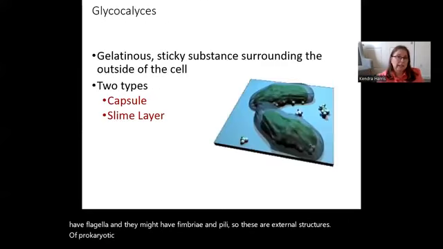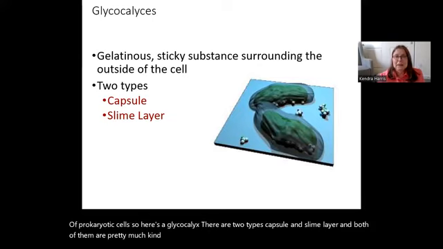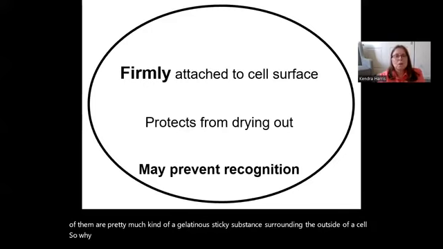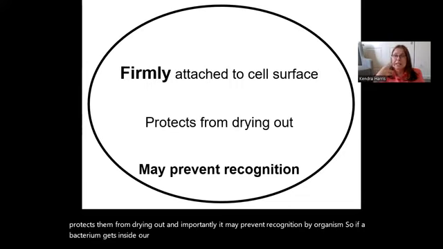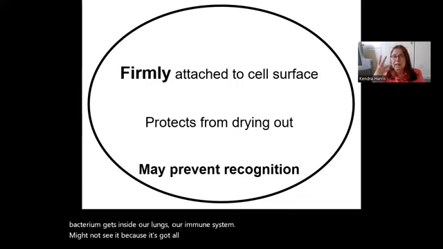So here's a glycocalyx. There are two types, capsule and slime layer. Both of them are pretty much a gelatinous, sticky substance surrounding the outside of a cell. So why do they have those? Well, that allows them to firmly attach to other cell surfaces. It protects them from drying out. And importantly, it may prevent recognition by organisms. So if a bacterium gets inside our lungs, our immune system might not see it because it's got all that goop there. It might not say, oh, there's an invader. It might just be hidden.